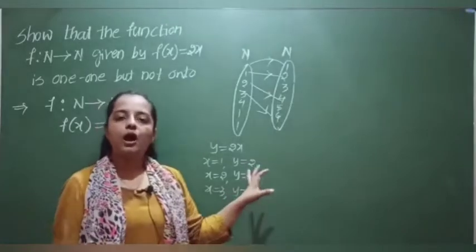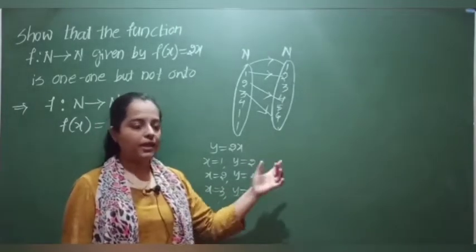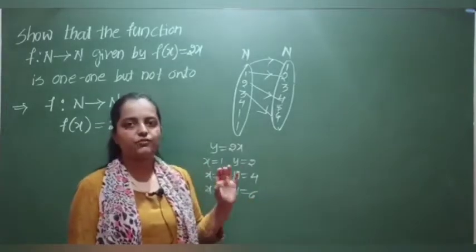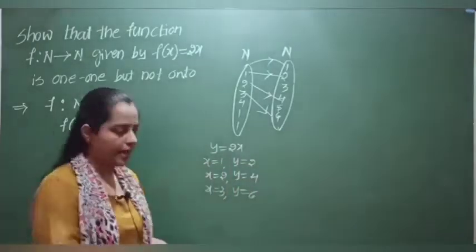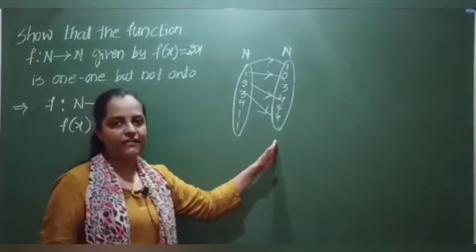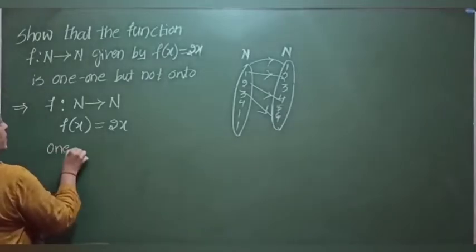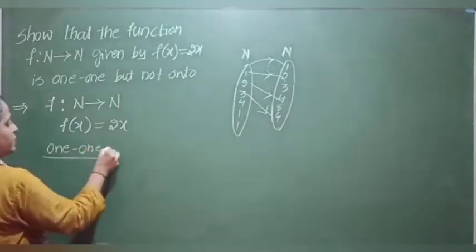So I told you how to represent this mathematically. Mathematically we have to show that if f of x1 equals f of x2, then x1 equals x2. Because this is defined on an infinite set, we can show this mathematically. We can show this function is a 1-1 function.